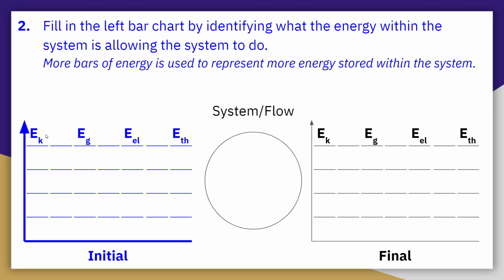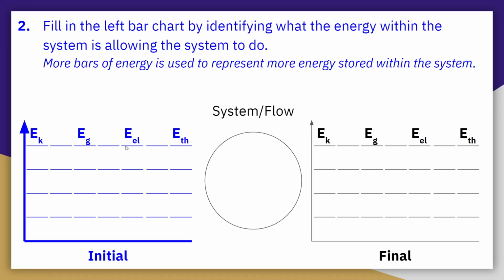For EK, is our system moving? If it's moving slow, it has a little bit of energy. If it's moving fast, a lot more within this account. EG, is the system at a height above a reference height of 0? If it is, it has a little bit, and the higher up it goes, the more EG we're going to represent stored within the system.